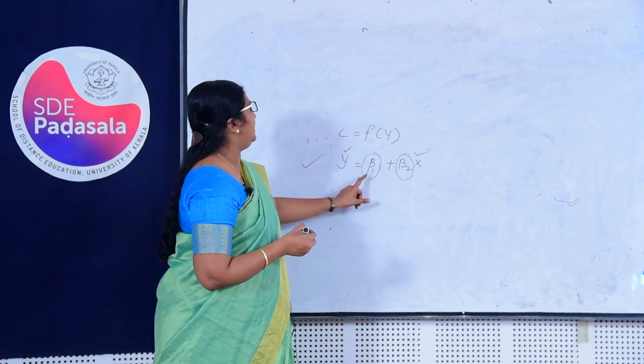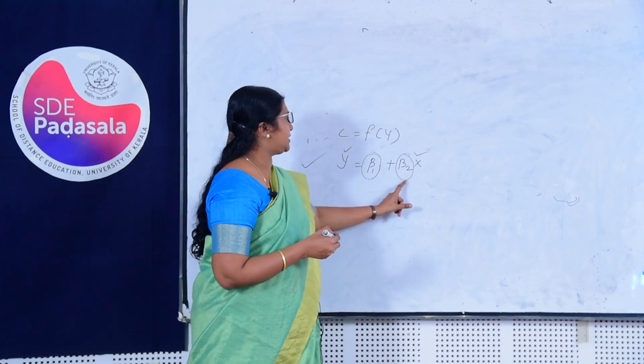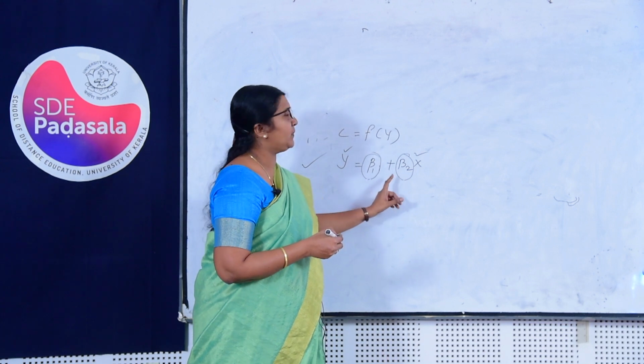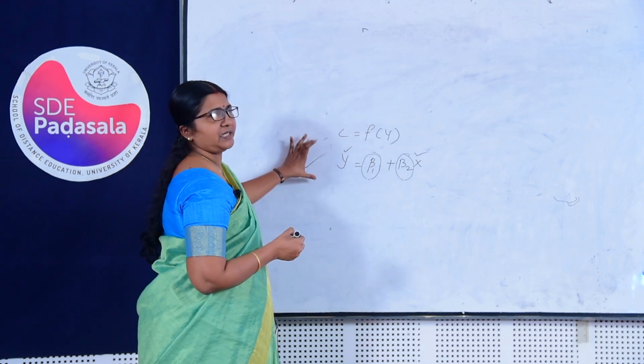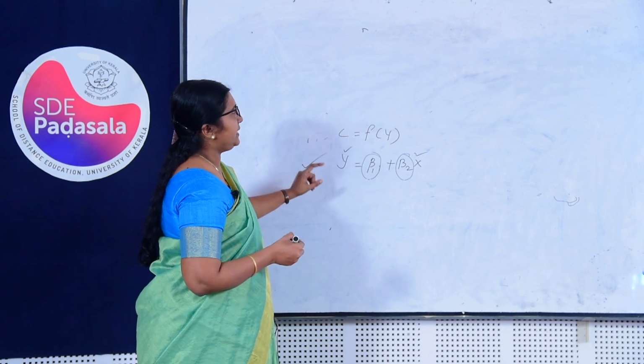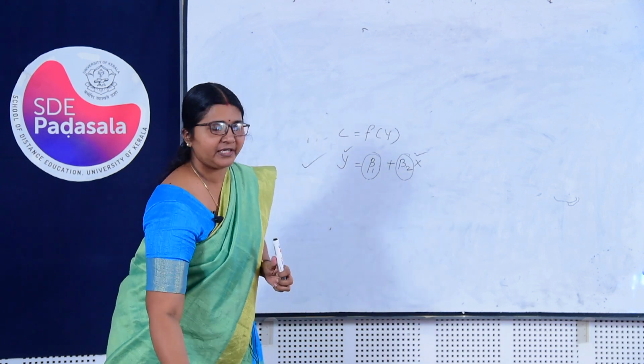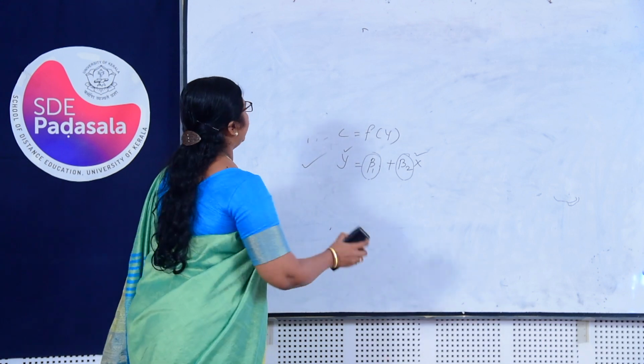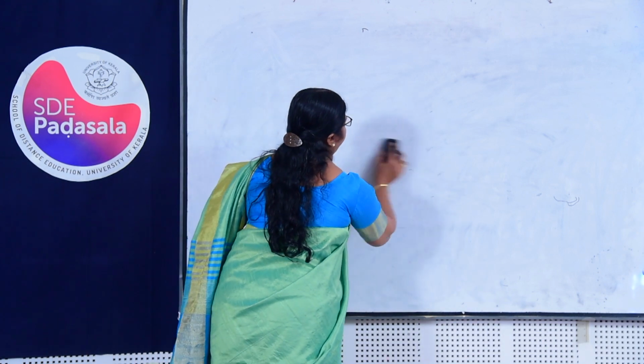Beta 1 is the intercept term and beta 2 is the slope term. So, this is the mathematical model. This is the second step. Then specification of the econometric model is the next step.